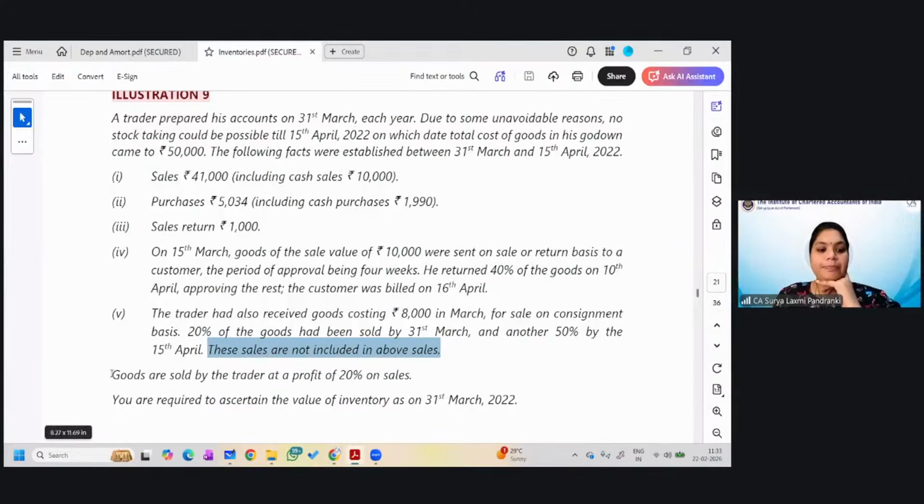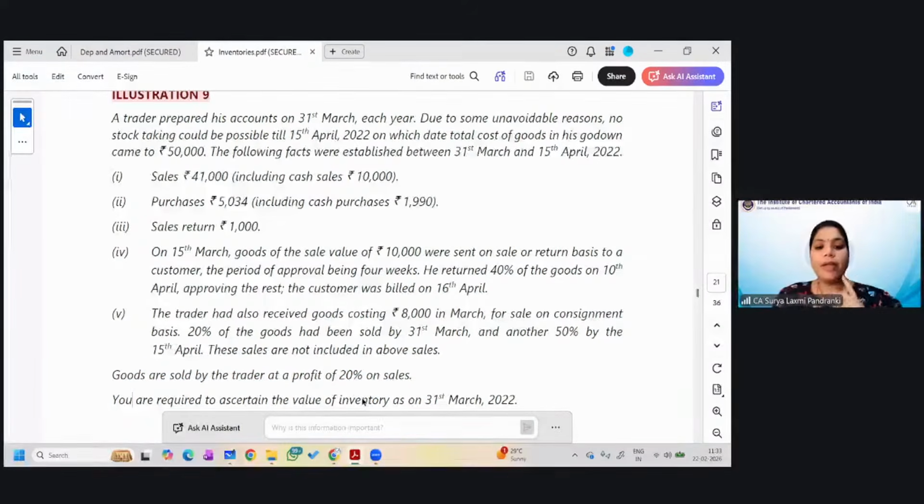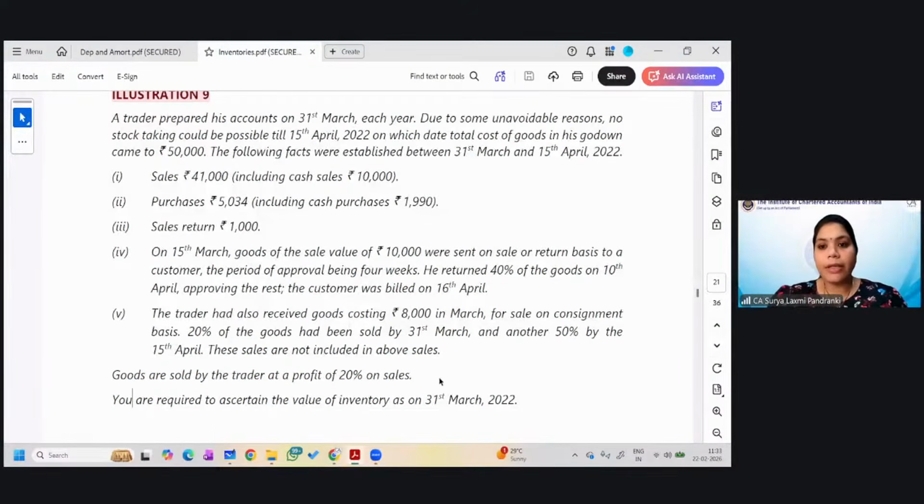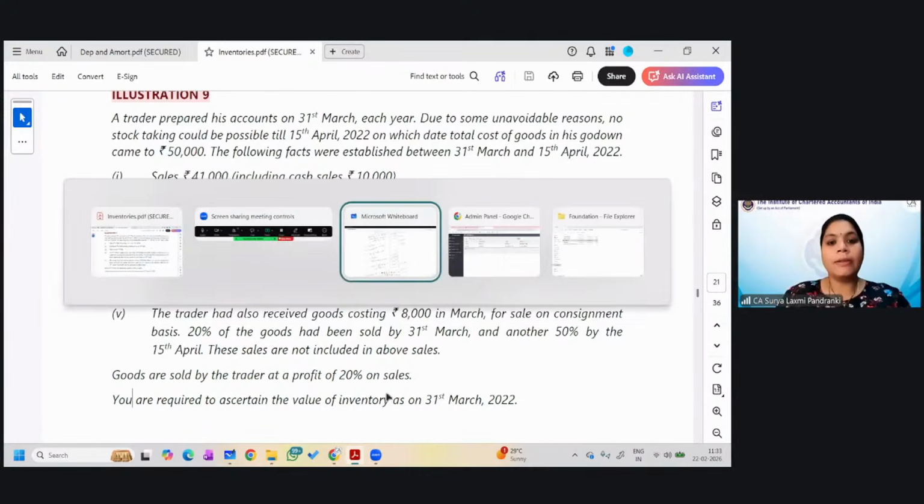And what else is given? Goods are sold by the trader at a profit of 20% on sales. You are required to ascertain the value of inventory as on 31st March 2022, which is nothing but your closing inventory. Let us do this.